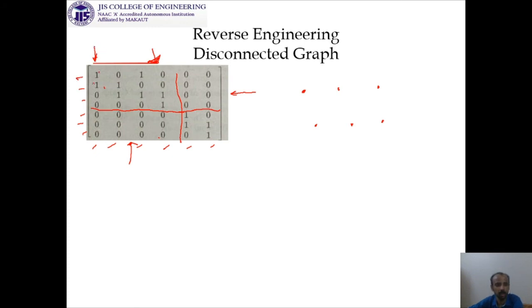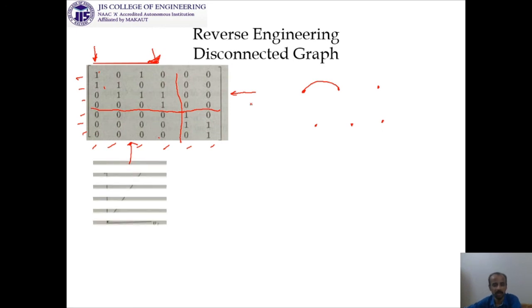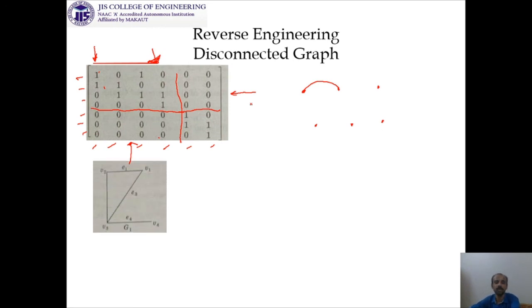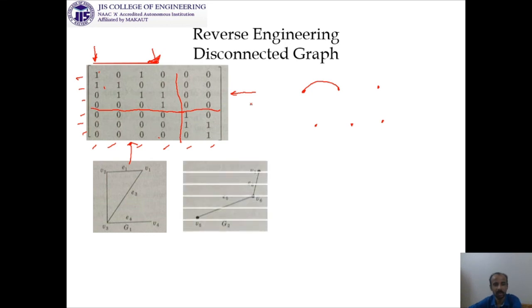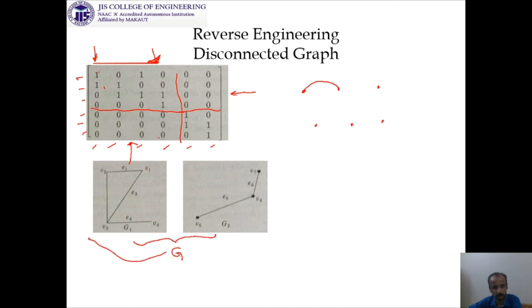So if it is 1 1, that means V1 V2 is connected, so you have to connect this one. In this manner, if you go on connecting them, then you will get the first component like this, second component like this, and this together is your G, whose incidence matrix is nothing but this one.